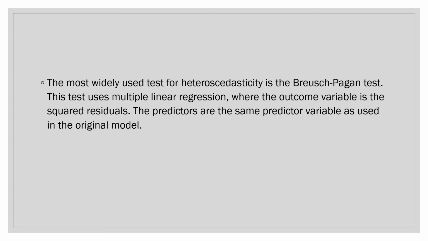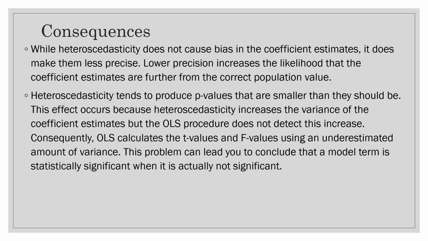The most widely used test for heteroscedasticity is the Breusch-Pagan test. So this is used with respect to multiple linear regression, where you will be having the squared residuals as the outcome variable. The predictors are the same predictor variables used in the original model.